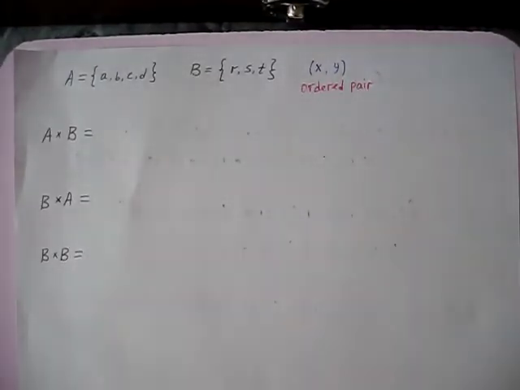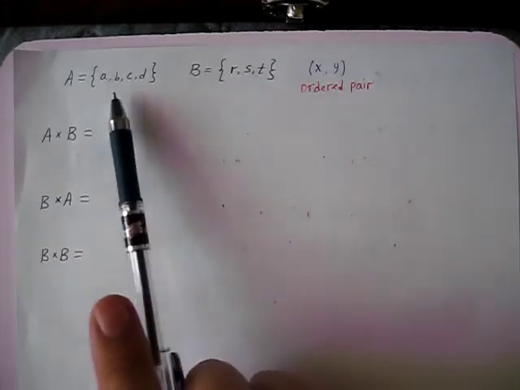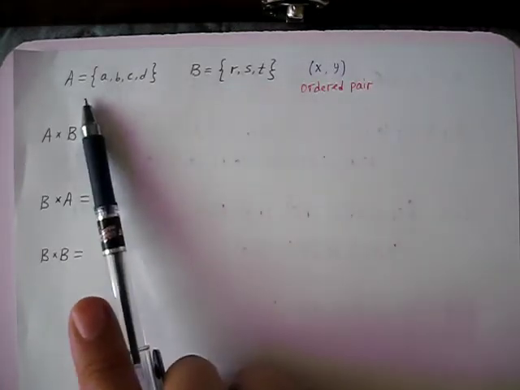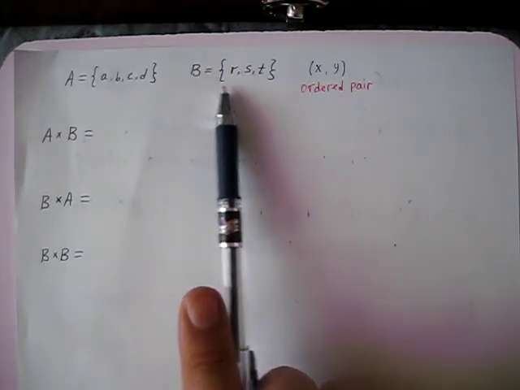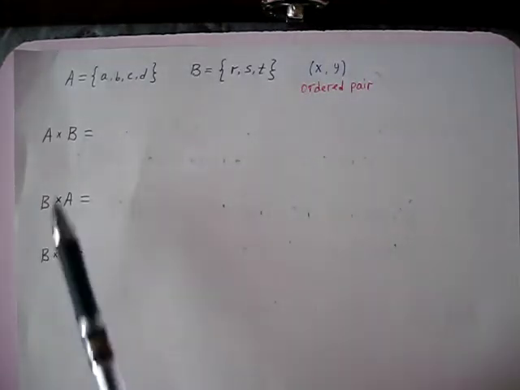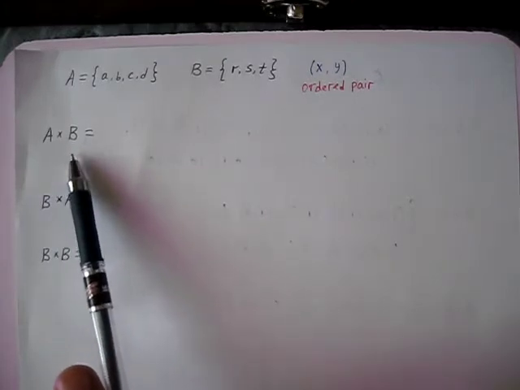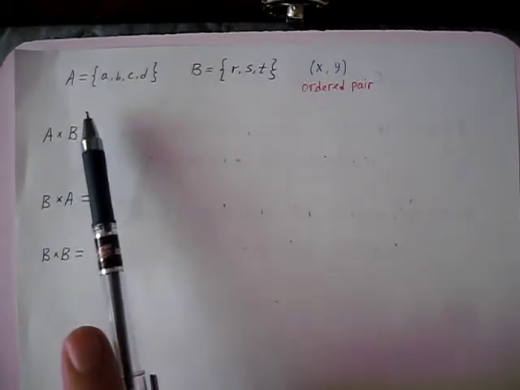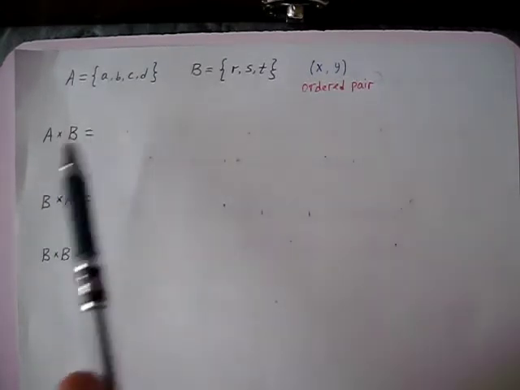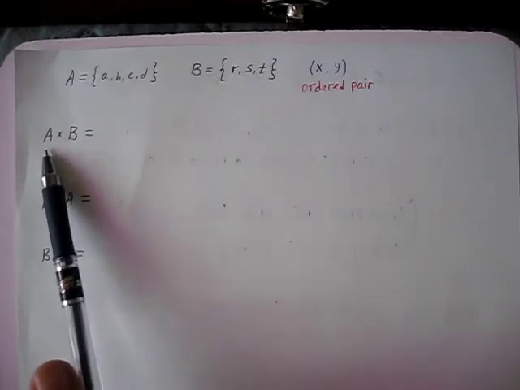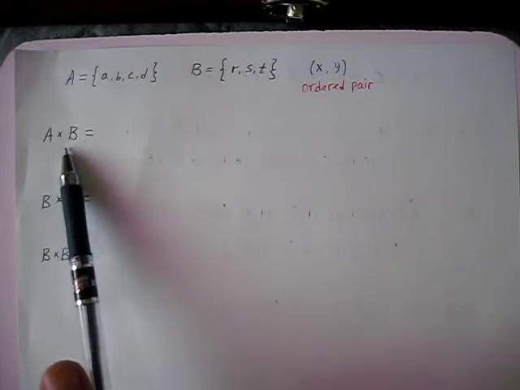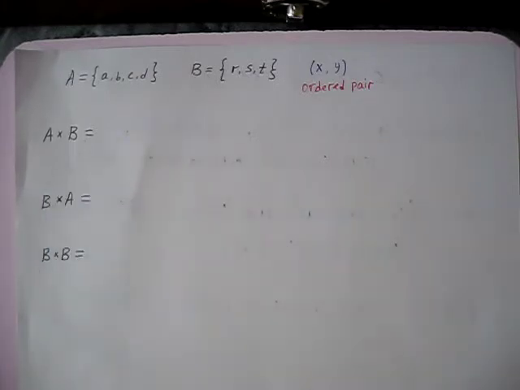Okay guys, we are given here two sets, set A and set B, and it has its elements. Set A has elements A, B, C, D and B has elements R, S, T. So we need to find A cross B. Cross means multiplication. We can say it's cross product. We call it cross product between the sets.